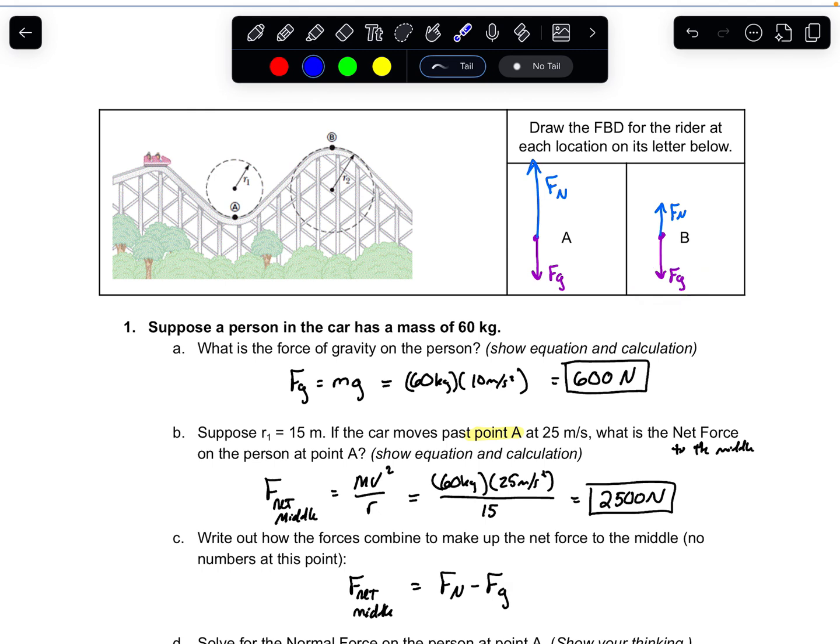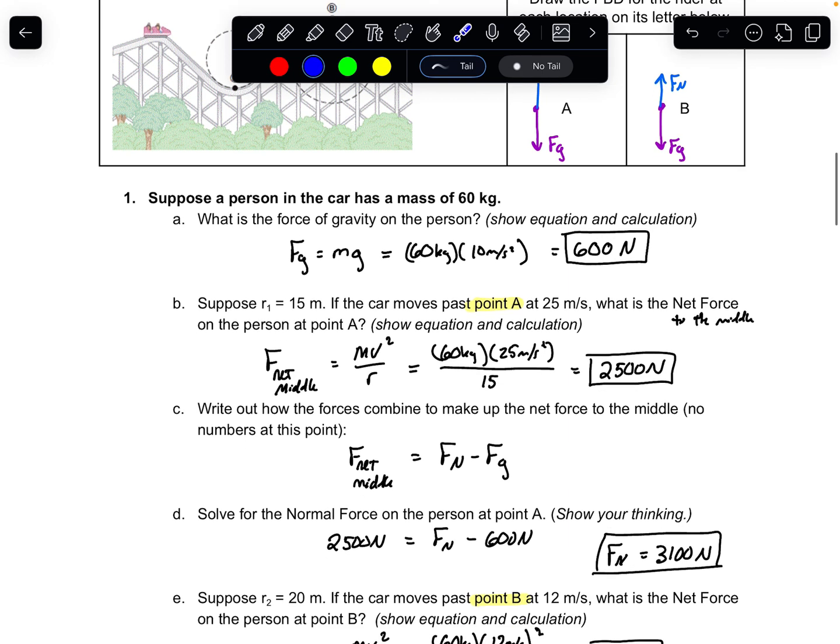When we take a look at our problems, if I want to find the force of gravity, I'm going to multiply the mass times the acceleration of gravity, so I get 600 newtons. That's going to be the same in both cases. If we're going past point A and they tell us how fast we're going and the radius of that curve, we can figure out what the net force is to the middle. In this case it is 2,500 newtons, by taking 60 times 25 squared divided by 15. However, that is not the force the rider is experiencing. It's not their normal force, but it is the net force directed to the middle.